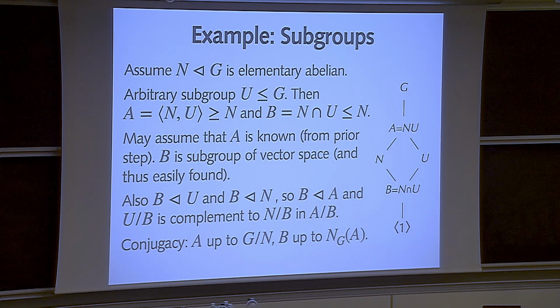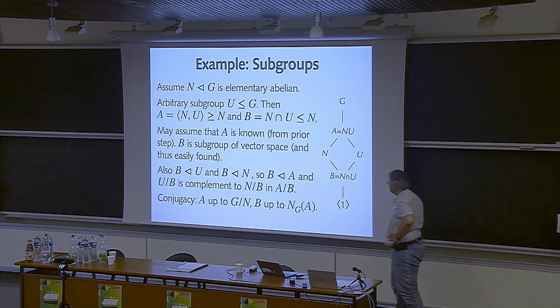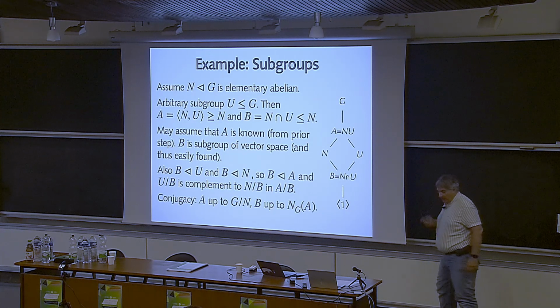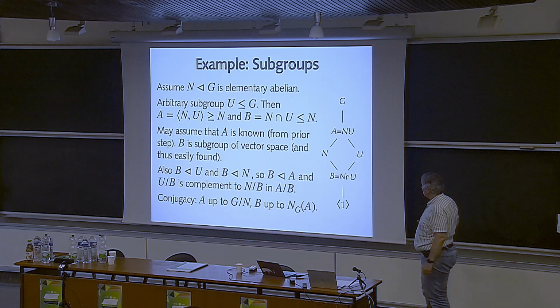So let's look at what this means for, say, calculating subgroups. So we have a group G. We have in there a normal subgroup N. This normal subgroup N is assumed to be elementary abelian. And by induction, I assume that subgroups of the factor group G modulo N are known. Now, how would I find a subgroup U of G? Well, if the subgroup contains N, it's just the pre-image of a subgroup of the factor, then I know it. So let's look at the other case.